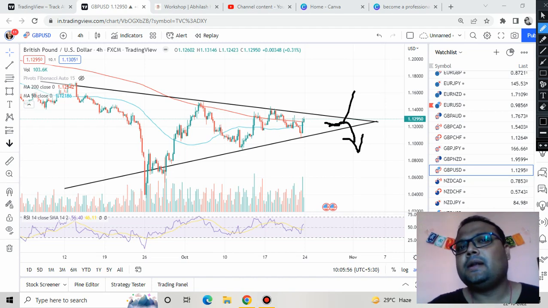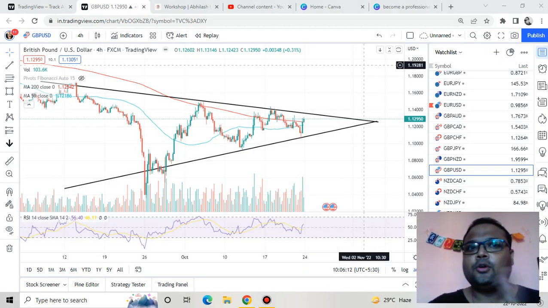But if possible, try to be in touch with the news, because fundamentals have a huge impact on the market, and after all, the fundamental factors only give direction to the market. Technicals come into the scene for entry and exit only. So sadly, we do not have any levels yet.